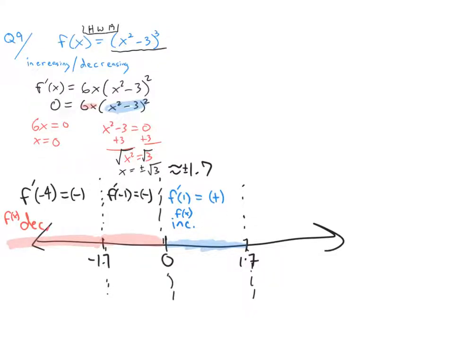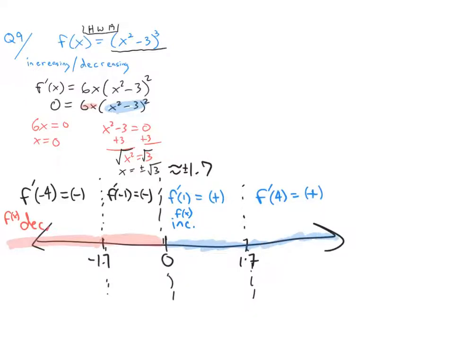And last but not least, we need to pick a number greater than 1.7. So I'll just plug in 4. Plug in whatever number you want. I'll just plug in 4. And when I plug in 4 into my calculator, it gives me a positive big number. Again, we only care that it's positive.